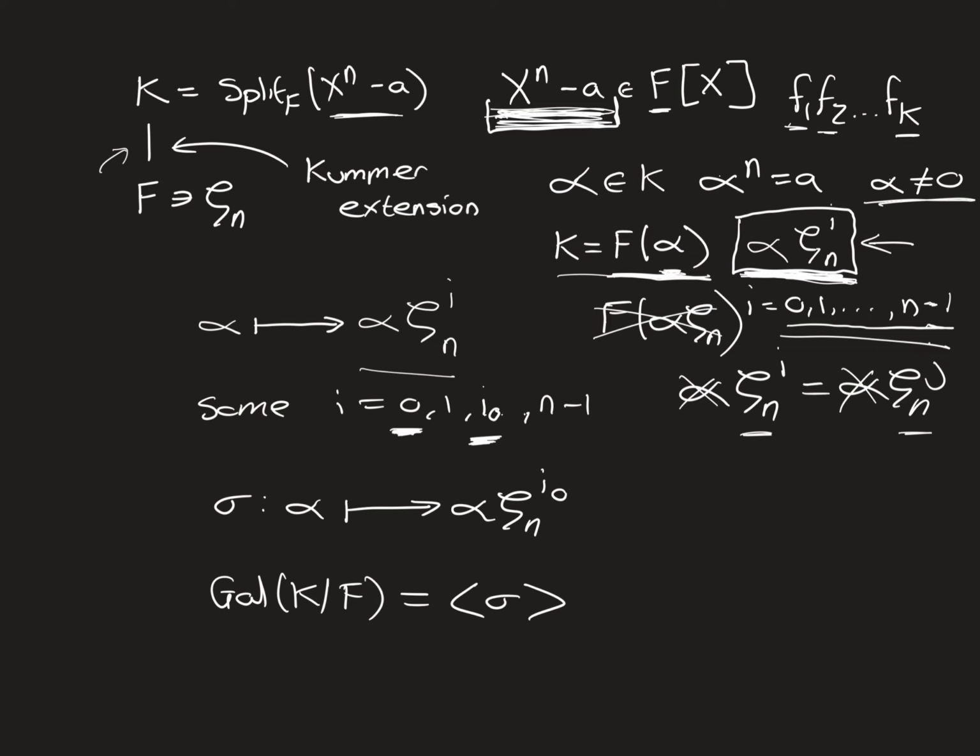Why is that the case? Well, it's a Euclidean division type argument. So if I had one, let's call it sigma twiddle, that wasn't a power of sigma, it would be mapping alpha onto some power, so we'll call it alpha zeta n to the i twiddle. So i twiddle is the power that it maps alpha onto, effectively.